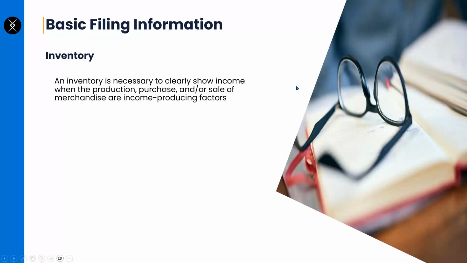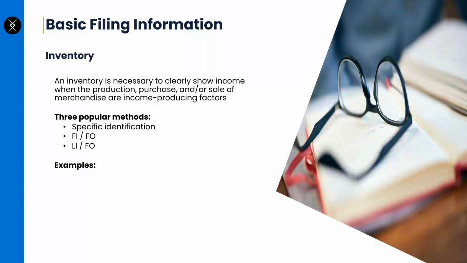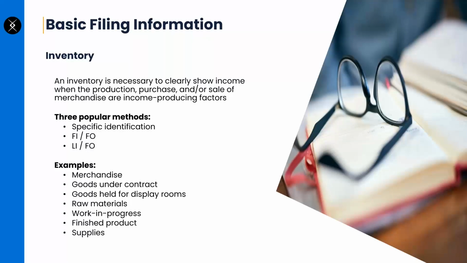Moving on to inventory. An inventory is necessary to clearly show income when the production, purchase, or sale of merchandise are income-producing factors. There are three popular methods for that: specific identification, first in, first out, or last in, first out. Examples of different types of inventories are listed here: merchandise, goods under contract, raw materials, supplies, etc.